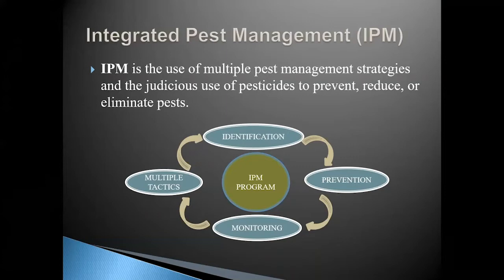So starting off, integrated pest management, or IPM, is a stepwise approach to pest management that combines accurate knowledge of the pests and the level of potential harm with multiple tactics to prevent, reduce, or eliminate pests. By using an IPM program, resistance may be avoided because other management strategies and tactics are reducing the reliance on pesticides. The general categories for an IPM program are identification, prevention, monitoring, and the consideration of multiple tactics to use for management of a pest.